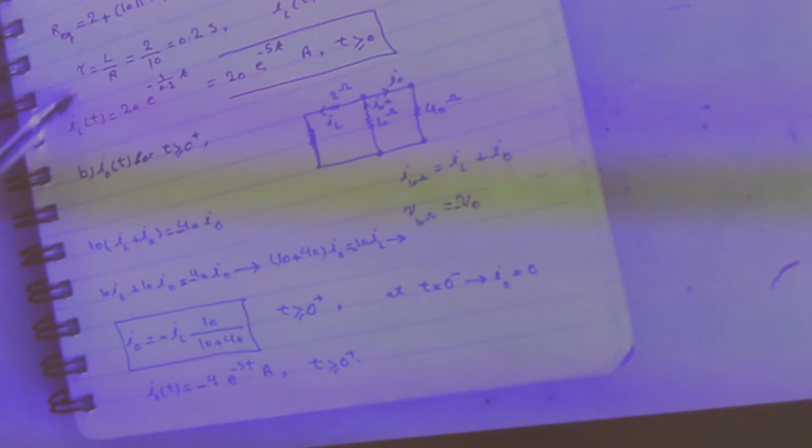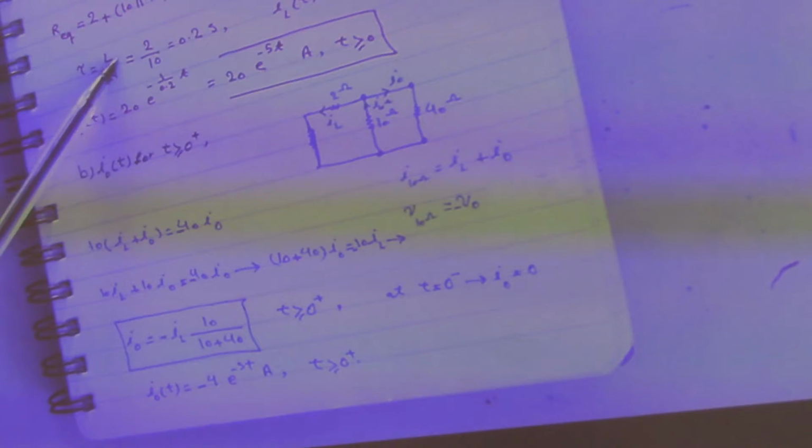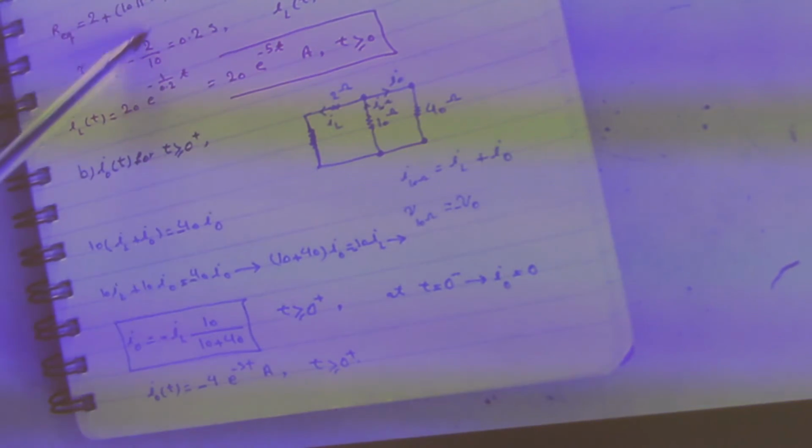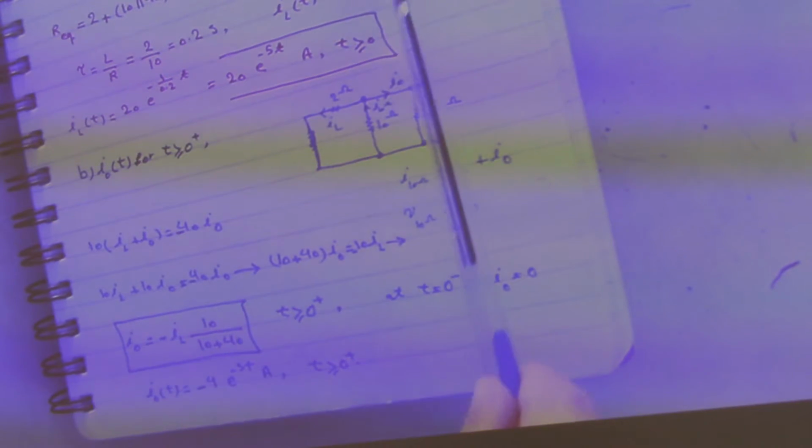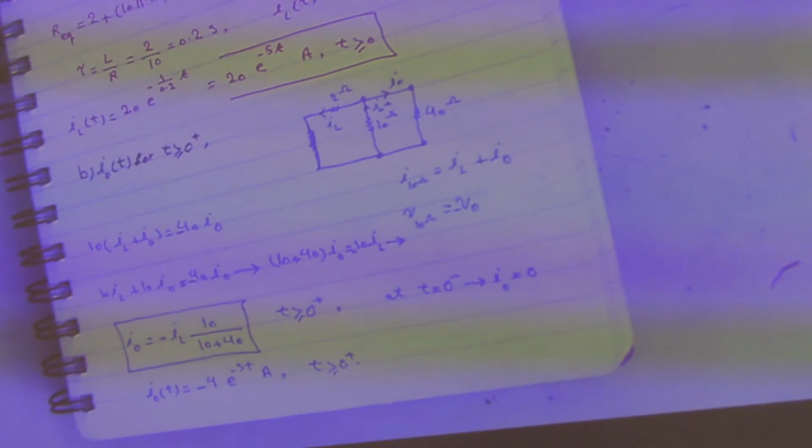So how do you calculate the time constant? L over R, where R is this equivalent resistance. Is that clear? So you have L, how much is L? 2 henries. And how much is R? 10 ohms. So you get 0.2 seconds. And we know iL(t) is I naught e raised to minus R over L times t, or t over tau.